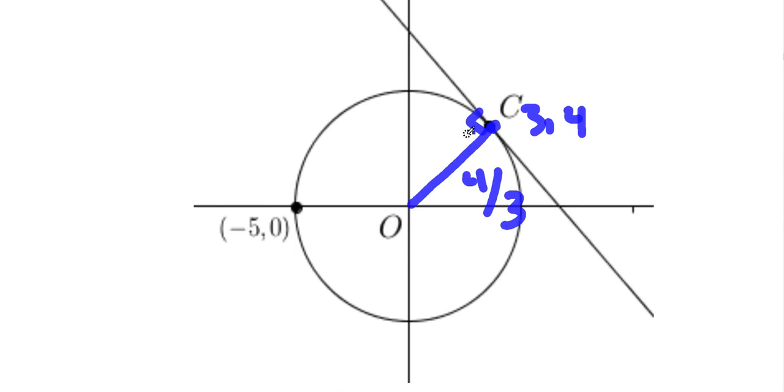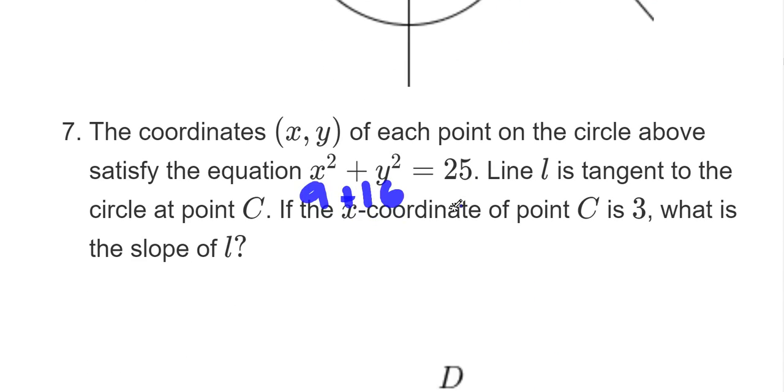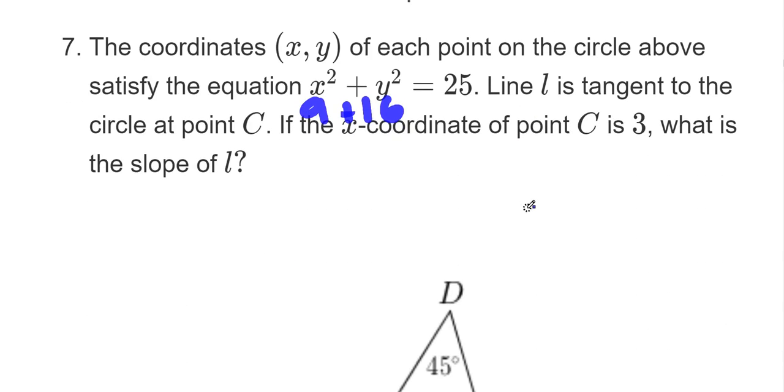Because we want the slope of L, okay? What is the slope of L? The tangent line. So this is 4/3, so we have to say negative 3/4.